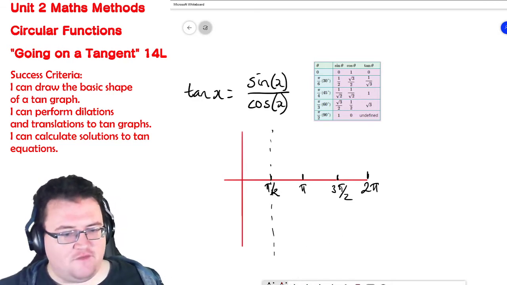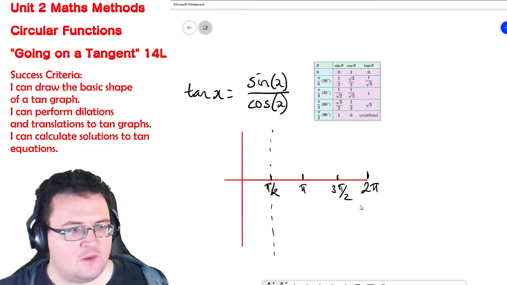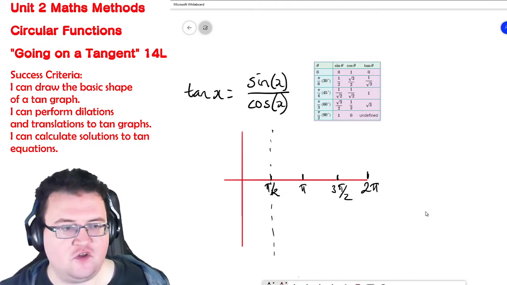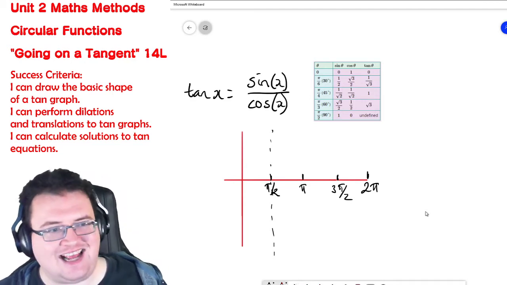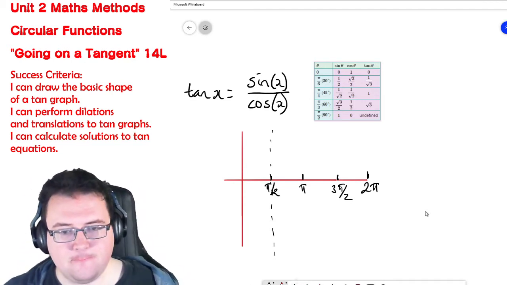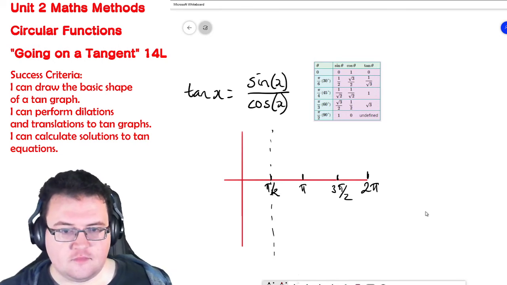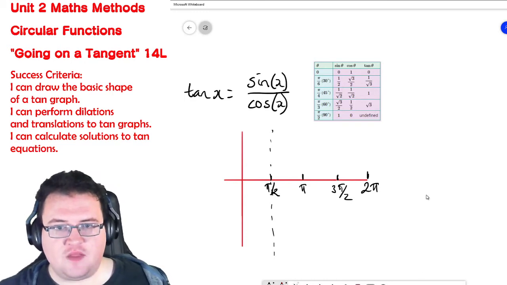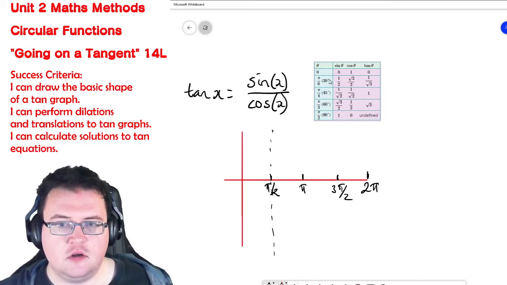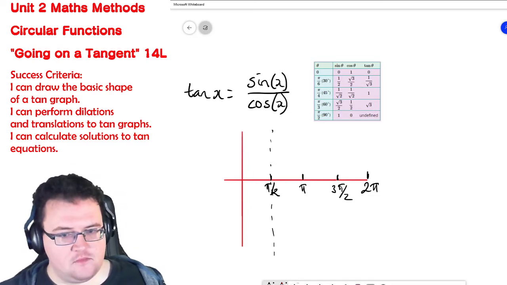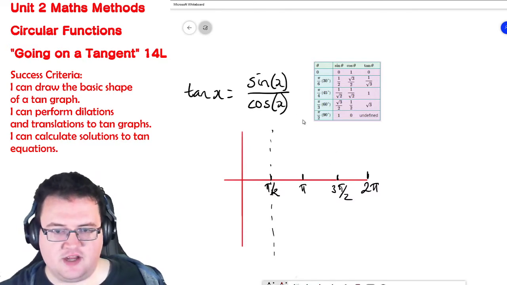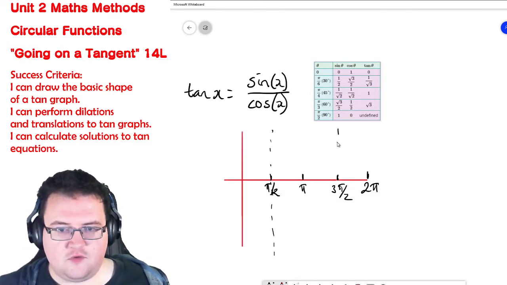Now, because it's a circular function, the graph is going to repeat itself. And what that means is that the graph is going to have another asymptote, and then another, and then another. So the question is, where do you think the next asymptote is going to be? Think about your circular functions and think about how often cos is equal to 0. I'm seeing a 3 pi on 2. That is correct. So the next one is at 3 pi on 2.